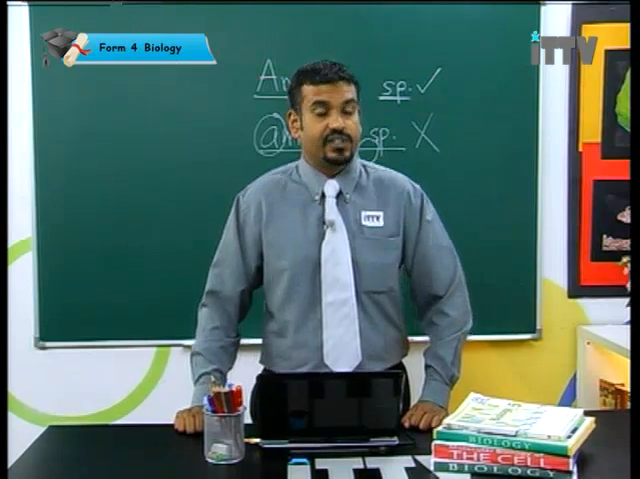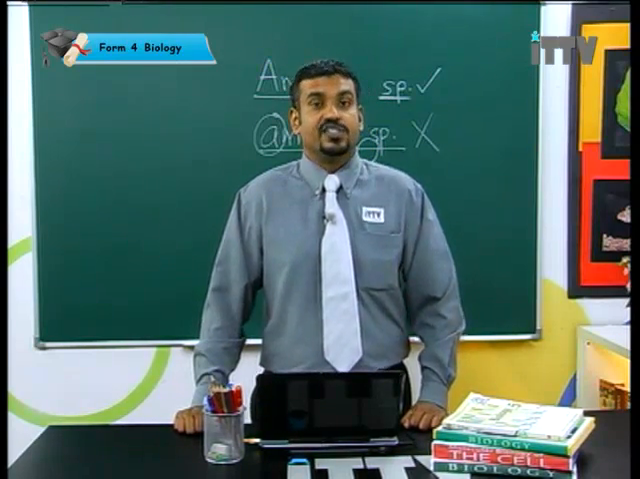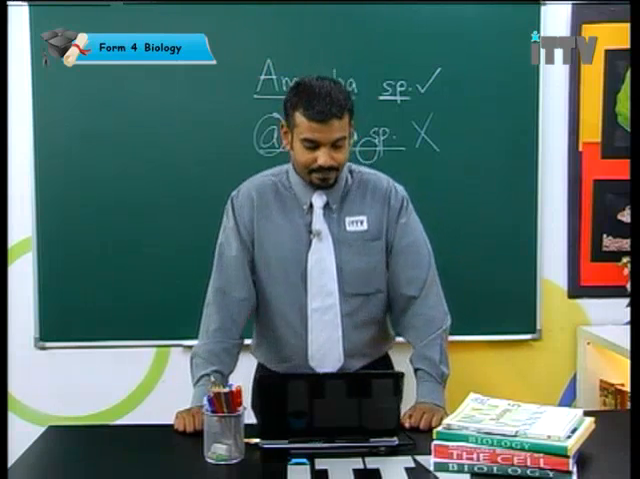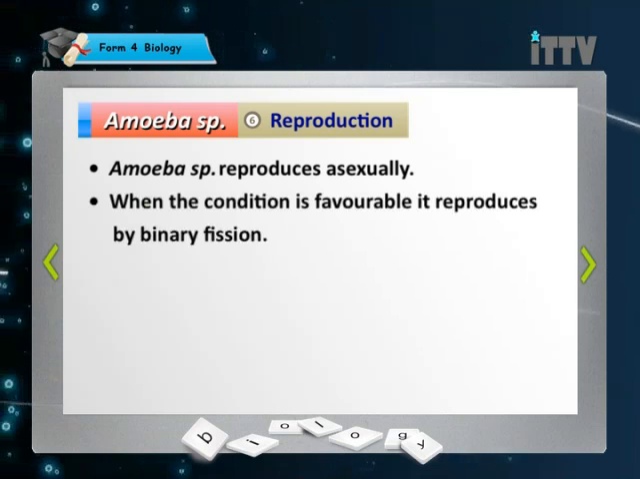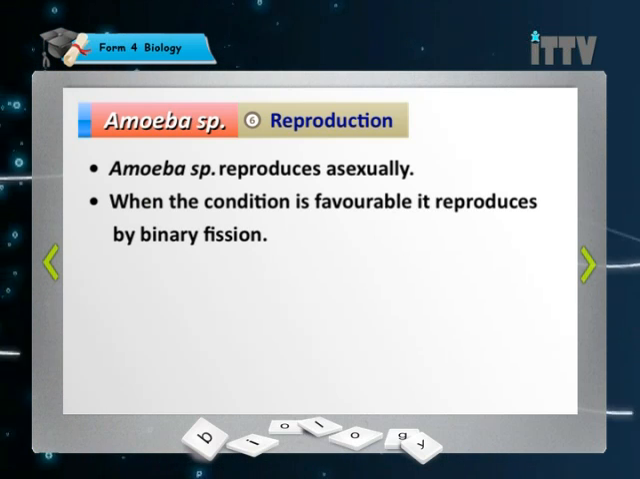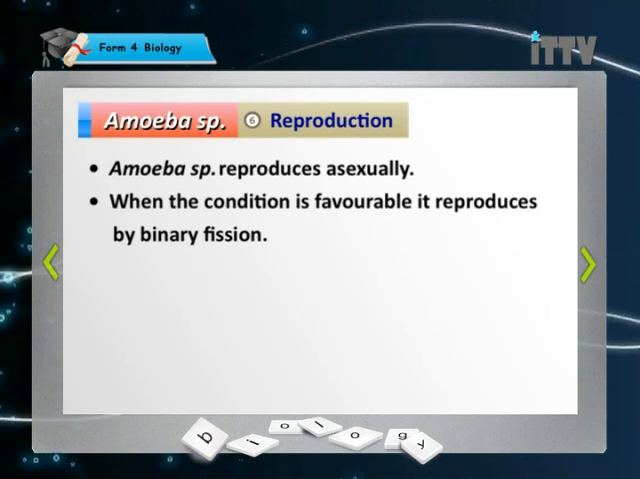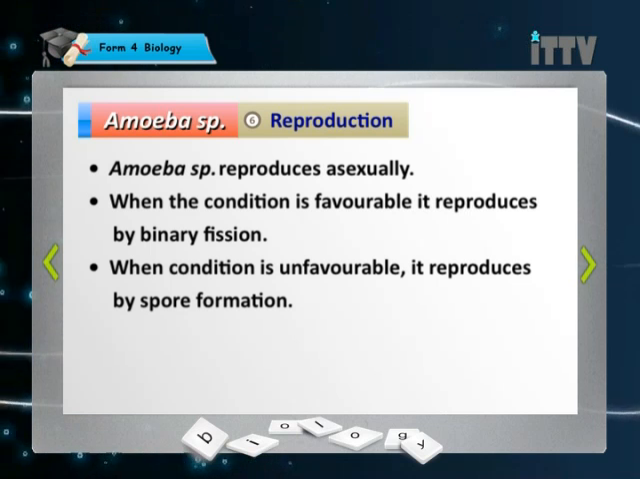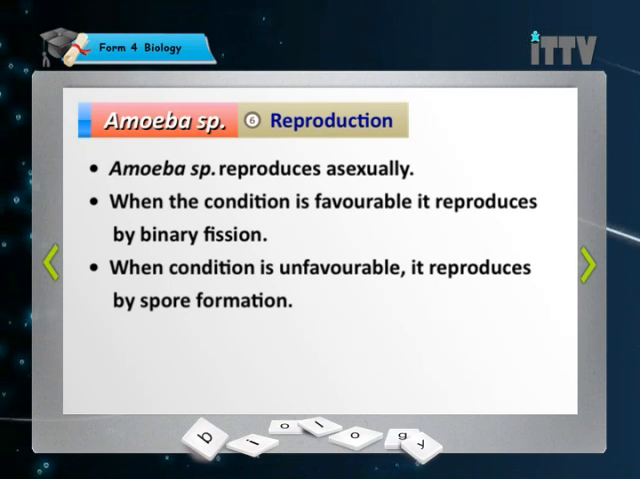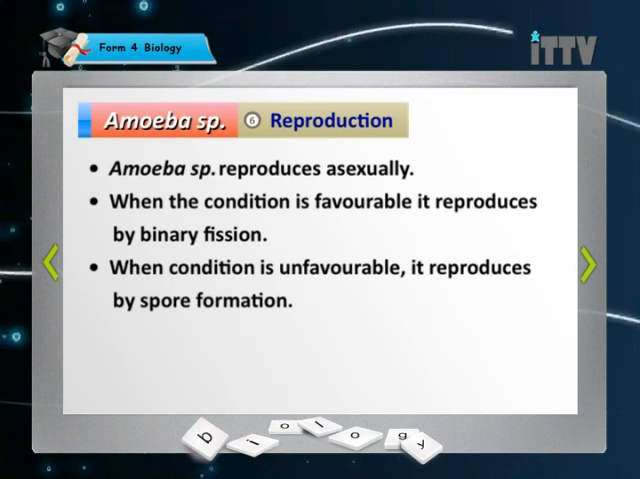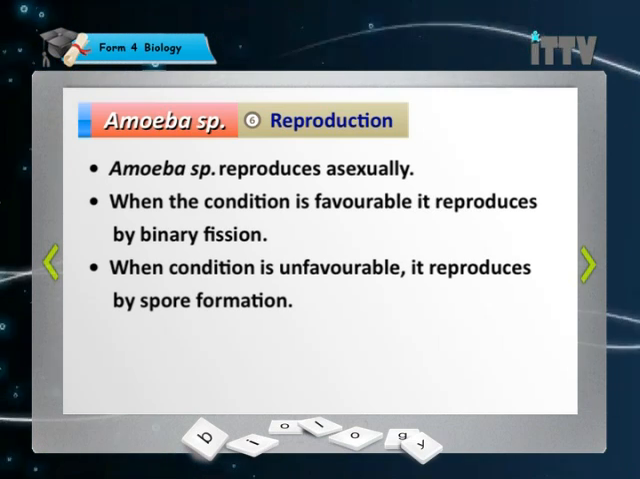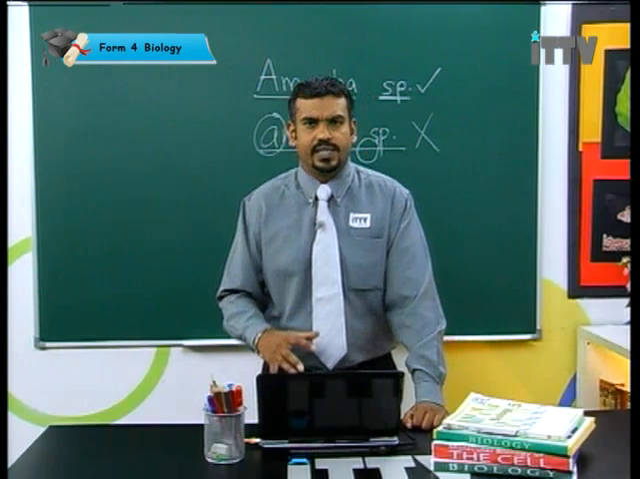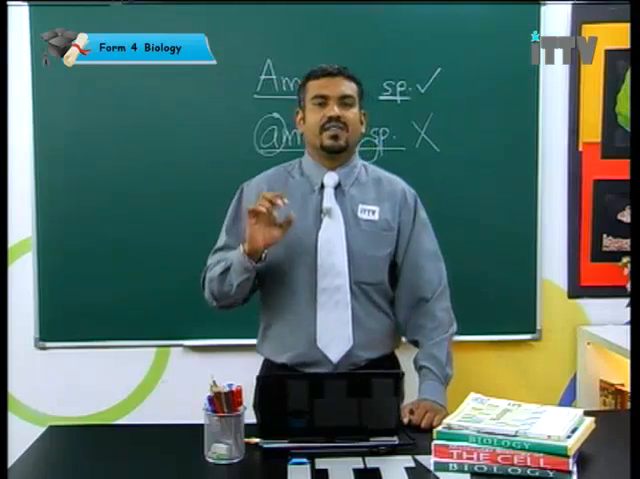If they can't reproduce, they can't populate, and therefore they will cease to exist, right? Let's take a look. The amoeba reproduces asexually. When the conditions are favorable, it reproduces by binary fission. However, when the condition is unfavorable, it reproduces by spore formation. Now, what is this thing called binary fission and spore formation? Now just pay attention to the word fission.